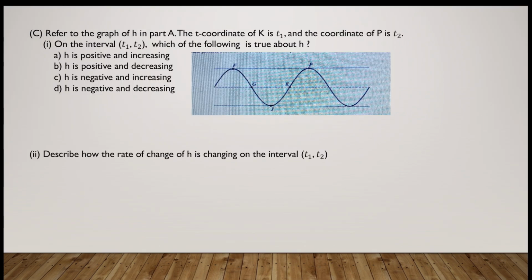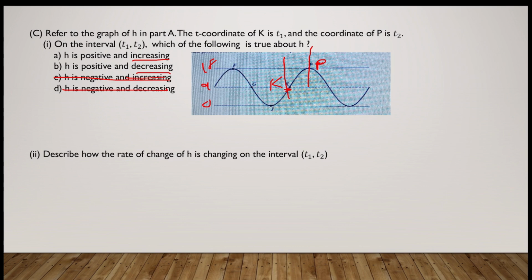Now part C refers to the graph of H in part A. The t-coordinate of K is T1, okay, they are considering the point K, and the coordinate of P is T2. On the interval T1, T2, which of the following is true about H? So we are concerned with this interval. This is point K, this is point P. They are concerned with this interval. And now understand that H is positive, right? This is 0, 9, and 18. And H is obviously positive. So you cut down the other two options immediately. I am left with increasing and decreasing.